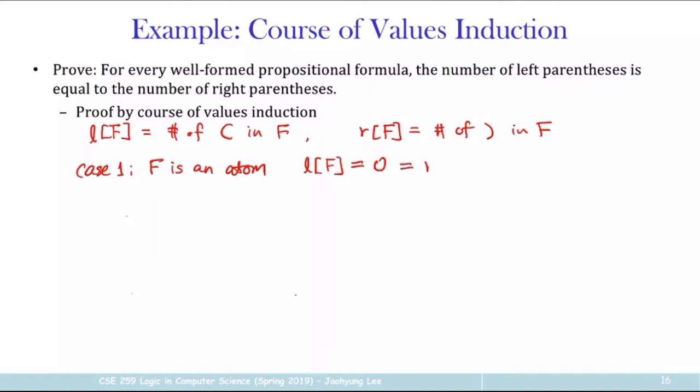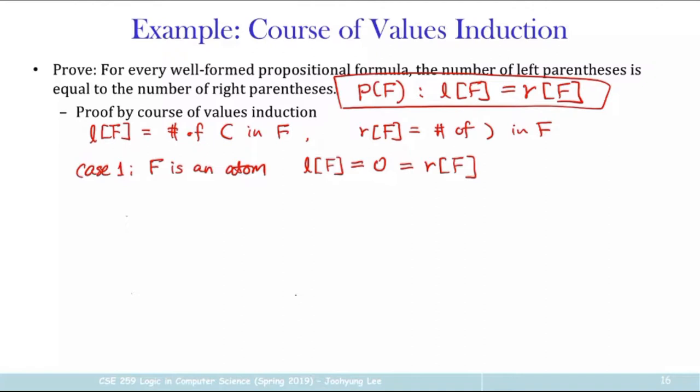Oh, by the way, I should actually say what the claim is that we want to prove. The claim here, in English, can be written as proving P of F, where L of F is equal to R of F. So this is the claim to be proven. Okay? So what did I just show you? Well, if F is an atom, these two are equal, so that's what we wanted to prove, when F is an atom.